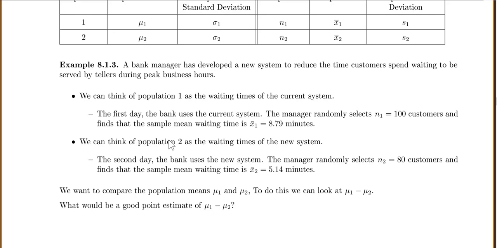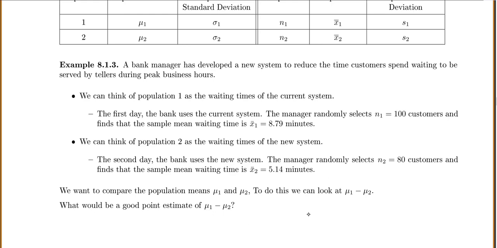And then we can think of population 2 as the waiting times for our new system. So the second day, the bank uses the new system. He randomly selects 80 customers and finds their sample mean time of 5.14. Now we want to compare our population means, mu1 and mu2. To do this, we can look at the difference between the two means. So we'll look at mu1 minus mu2.